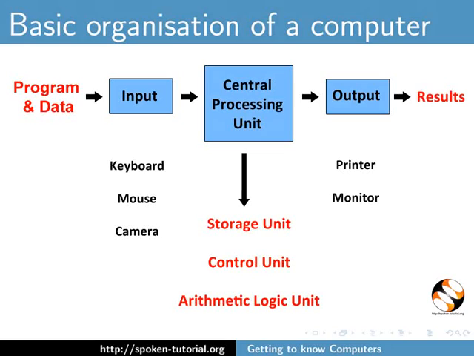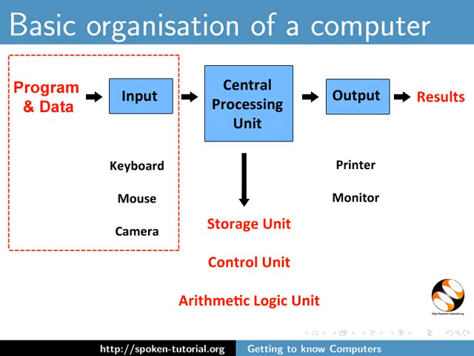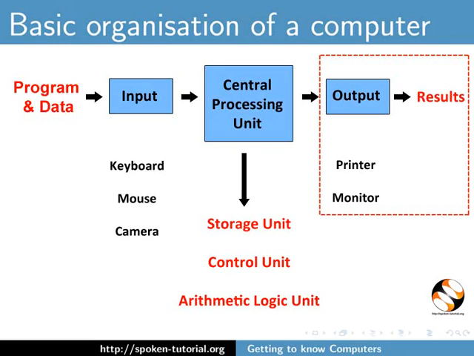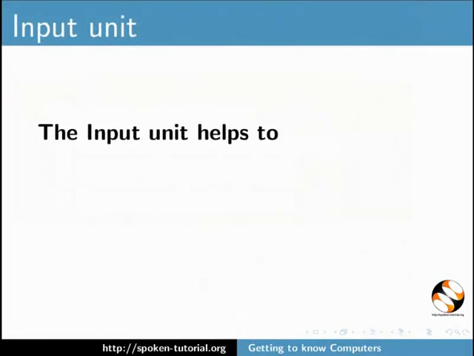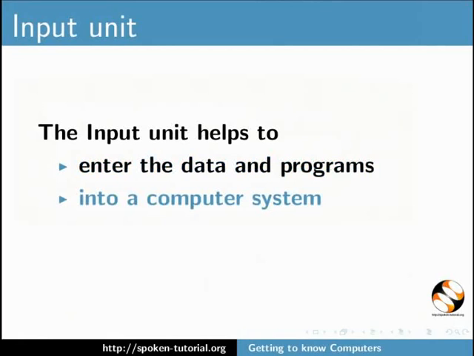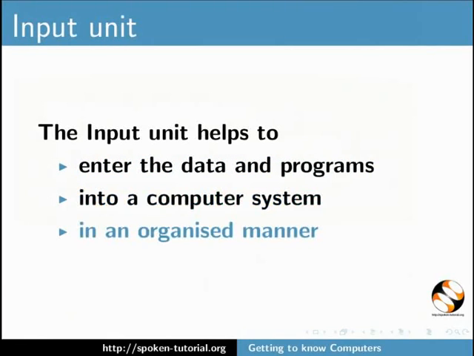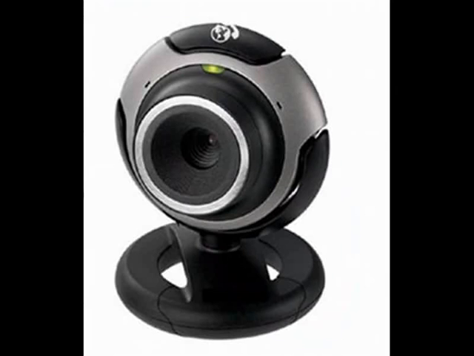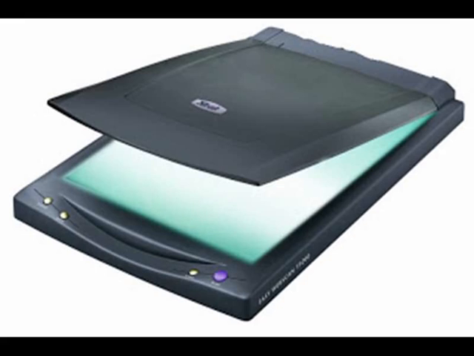Basic organization of a computer is as shown in this block diagram. Input unit, central processing unit, output unit. The input unit helps to enter the data and programs into a computer system in an organized manner. Keyboard, mouse, camera, and scanner are some of the input devices.